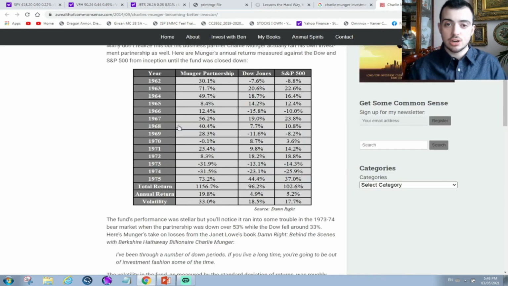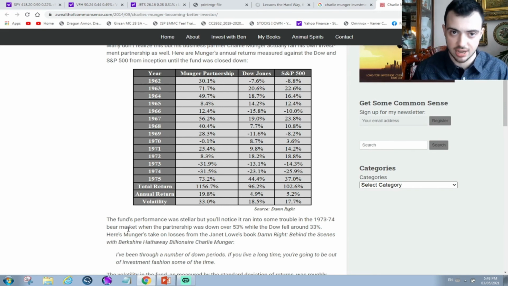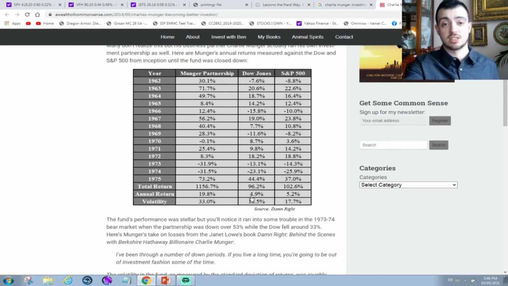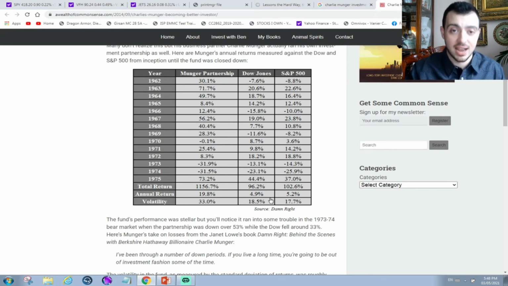This is Charlie Munger's returns. Remember, he's like the number 2 in Berkshire Hathaway, so he's very close with Warren Buffett. They work together to run Berkshire Hathaway. He has annual returns of 19.8%. This is what's interesting. This is while the Dow Jones and the S&P 500 made almost 5%. So he quadrupled the performance of these funds by actively managing his money.